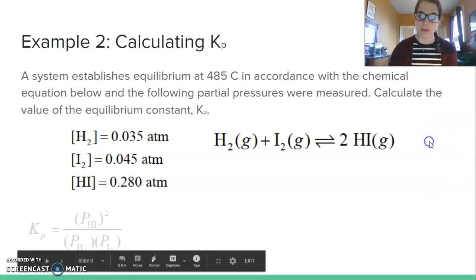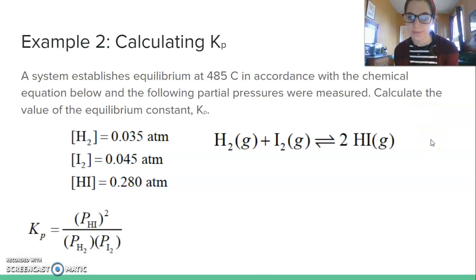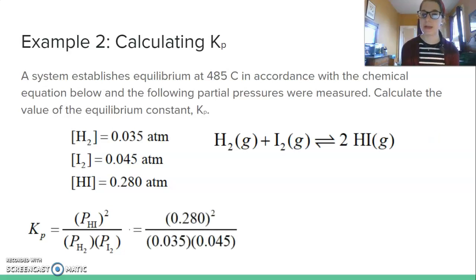So our equation should look like the pressure of hydroiodic acid squared divided by the pressure of hydrogen gas and the pressure of iodine gas. If we plug in those values that are given, we have 0.28 squared divided by 0.035 times 0.045. Plug that into your calculator, and you should find a Kp value of 49.8.